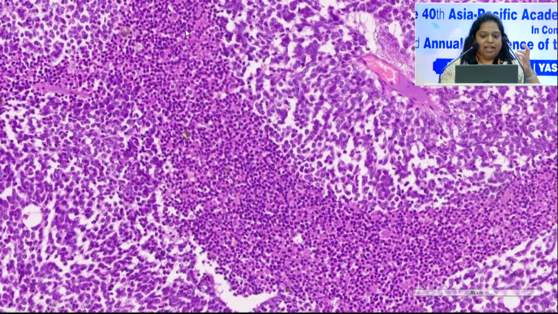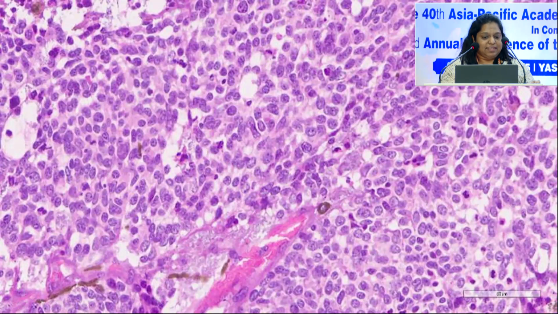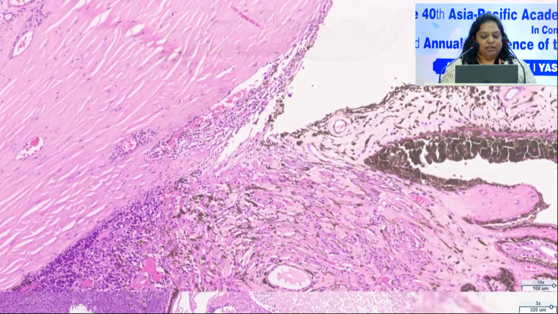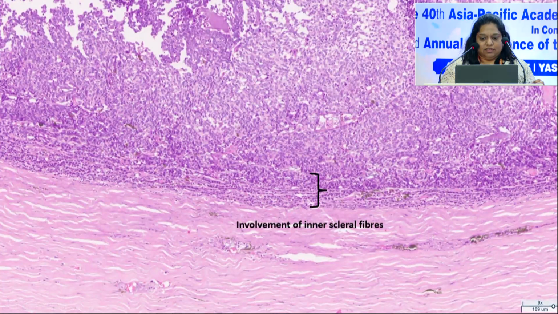And this is the higher magnification of the cells, which were round to oval, hyperchromatic, with 1 or 2 prominent nucleoli. And this is on higher magnification, the angle and the ciliary body. You can see that the cells were very close to the meshwork but not involving it. But the ciliary body muscle and the stroma were involved. Schlemm's canal also was spared, and there was nothing in the angle.